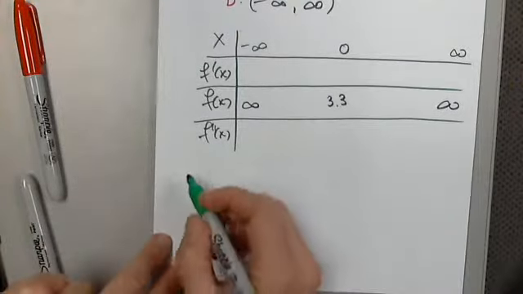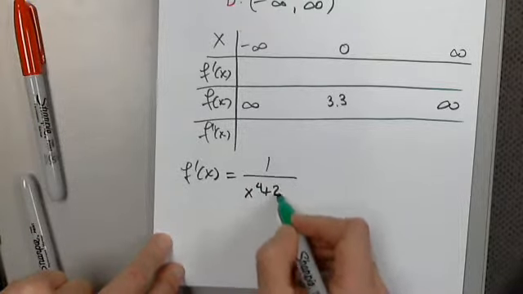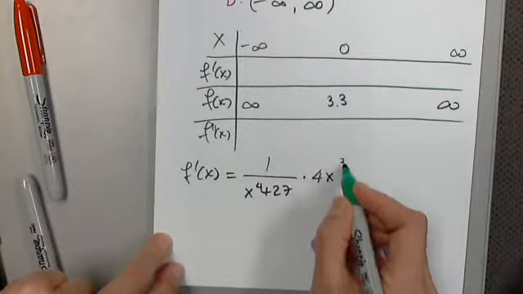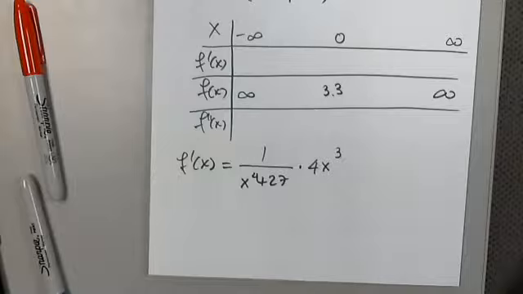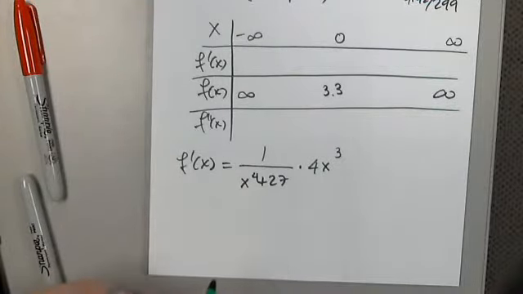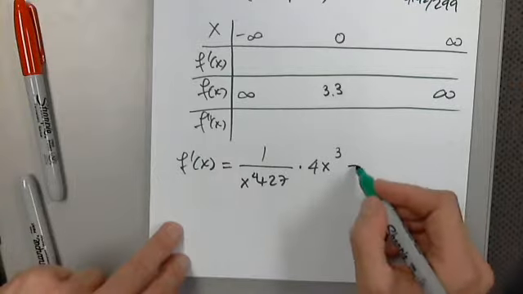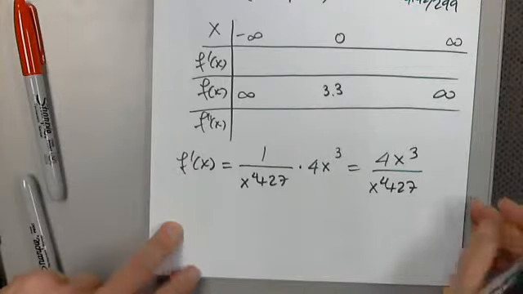Okay. So f prime is 1 over x to the fourth plus 27 multiplied by 4x cubed. Is that okay? Jason, we are working on a problem from the checklist, 42 on page 299. Okay, so then this is 4x cubed over x to the fourth plus 27.